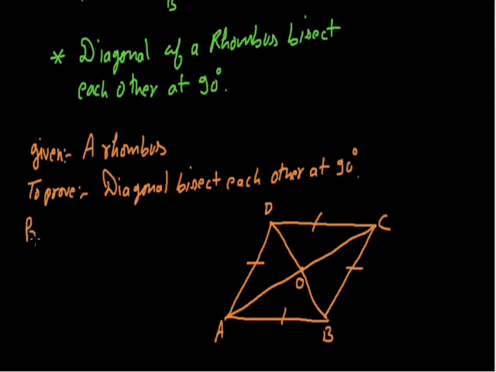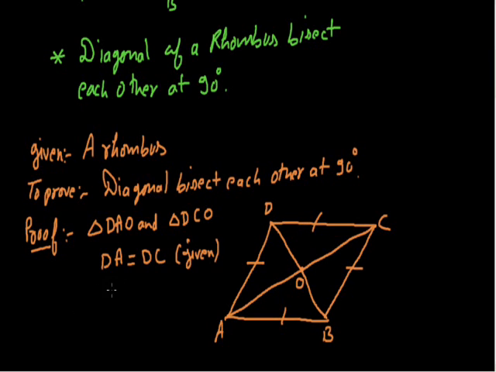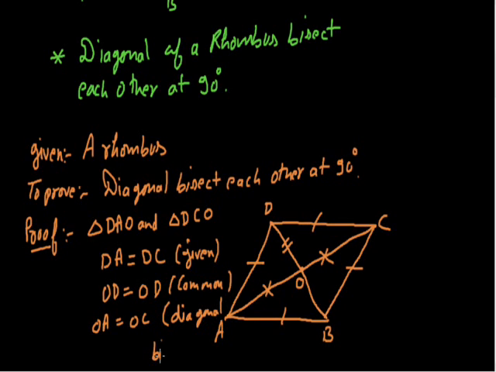Then, in order to prove this, consider triangle DAO and triangle DCO. We see that side DA equals side DC, because they are sides of the rhombus, given. Side OD is common to both triangles. And side OA equals side OC. Why? Because a rhombus is a parallelogram, and in a parallelogram the diagonals bisect each other.